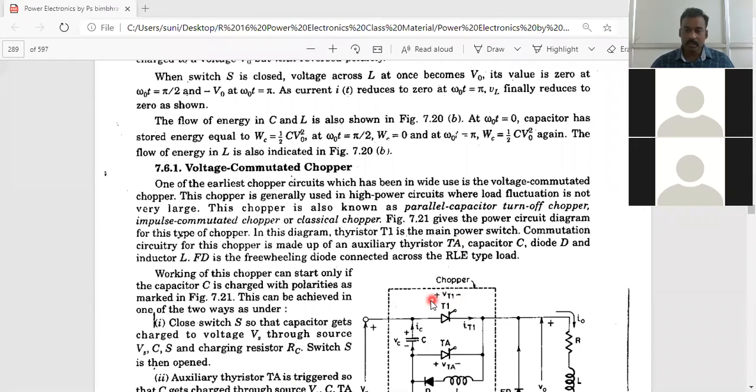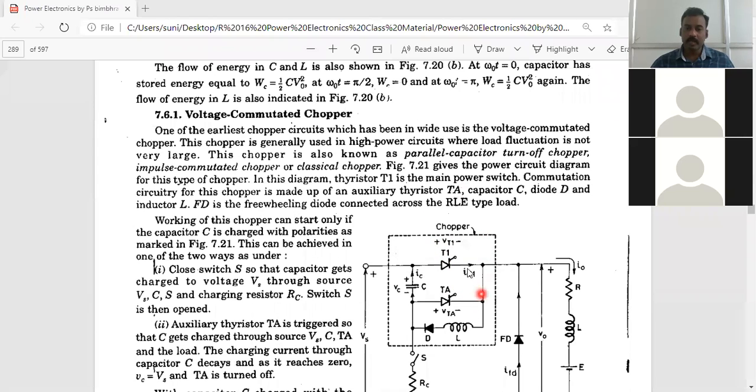But in the case of DC circuits, whenever a thyristor is placed, it is not going to be turned off automatically. So we need to use an extra circuit for making the device turn off. That extra circuit is considered to be a commutating circuit.